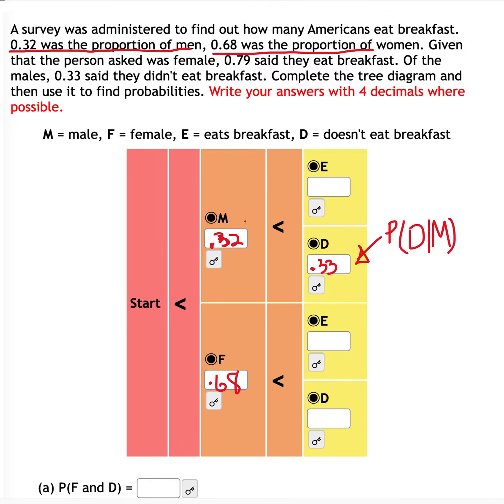Now, because when I'm looking at the male category, the two groups need to add up to 100%, this is going to be 0.67 or 67% that does eat breakfast of the males. So when we're looking at just the males, 67% eat breakfast and 33% don't. So the probability that you choose someone that eats breakfast, given that they're male, is 67%.